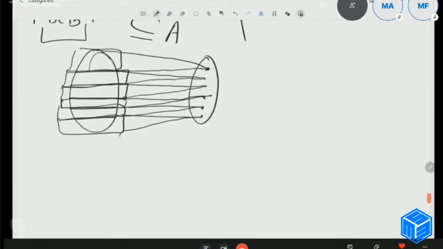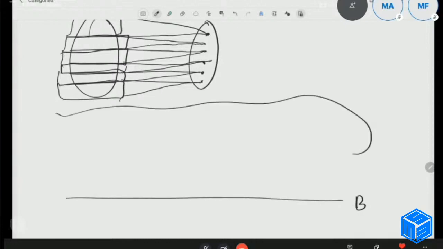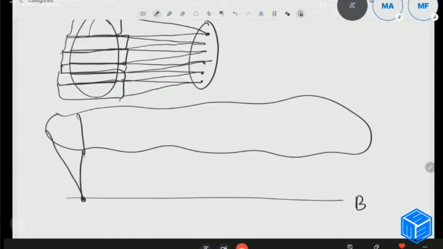Now, what if I had a function from B into A? What would a function from B into A look like? Let's see. Where am I going with this? So let's do it simply. This line is B, of course. And now you have A on top of it, and each piece gets sent into a point in B, okay.